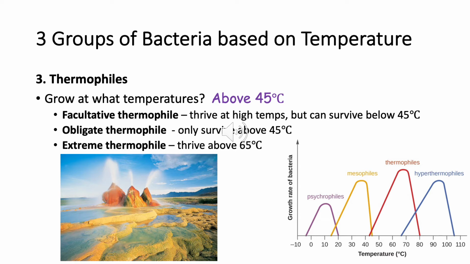To remember that, for obligate, think of the word obligated. It means you have to, right? So for obligate thermophile, they have to be above 45 degrees Celsius. And then the third classification is the extreme thermophile. They prefer the really hot temperatures above 65 degrees Celsius or 149 degrees Fahrenheit. And they survive in really very hot places like hydrothermal vents.